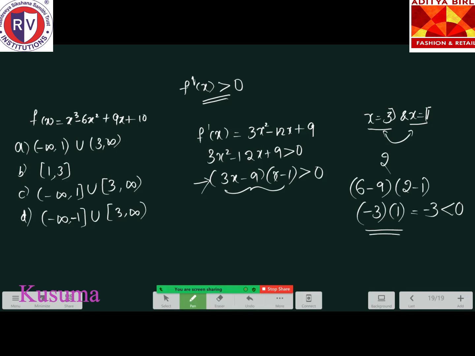So the points that are between 1 and 3 will not satisfy this condition. So we have to leave the interval that is between 1 and 3, and all the other points on the real line will be the interval where this function is increasing. So the interval will be minus infinity comma 1 union 3 comma infinity. This will be the interval in which this function will be increasing. Okay, so this is your option C. So option C will be the right answer, and the remaining questions we will see in the next class.